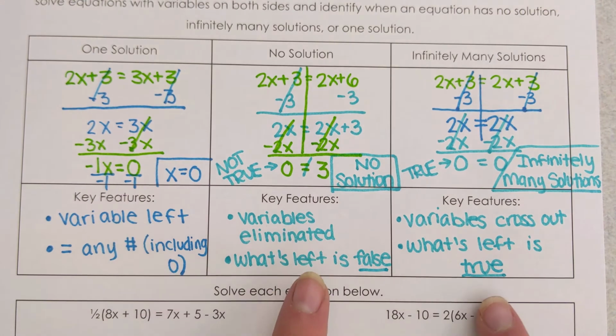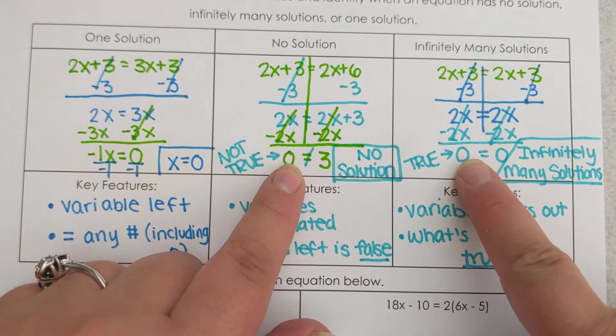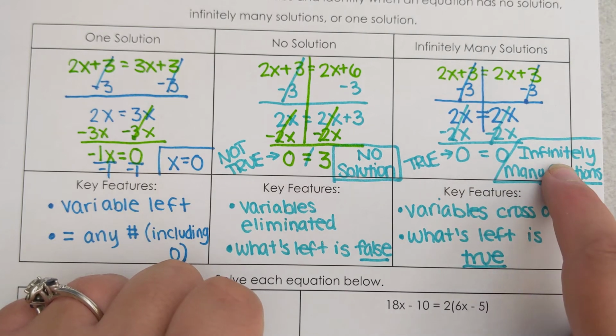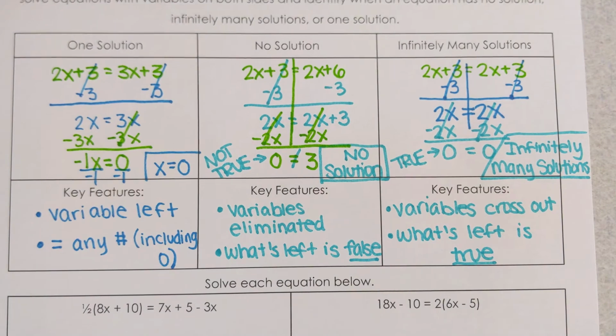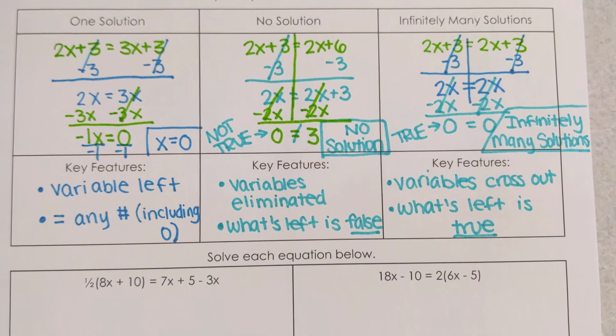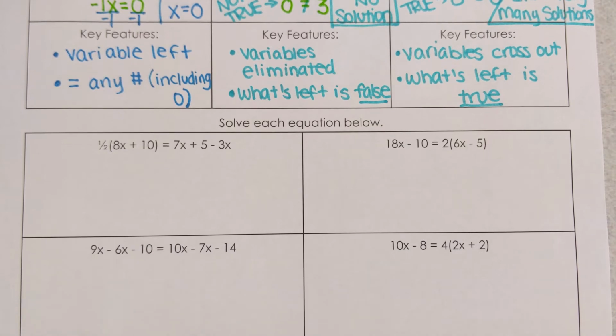So basically these two are what happens when there's no variables left. Either it's true and infinitely many solutions, or it's false and no solution. Okay, let's look at what this looks like just if we're solving regular equations. Some of these are going to be no solution, some of them are going to be one solution, and some of them are going to be infinitely many.